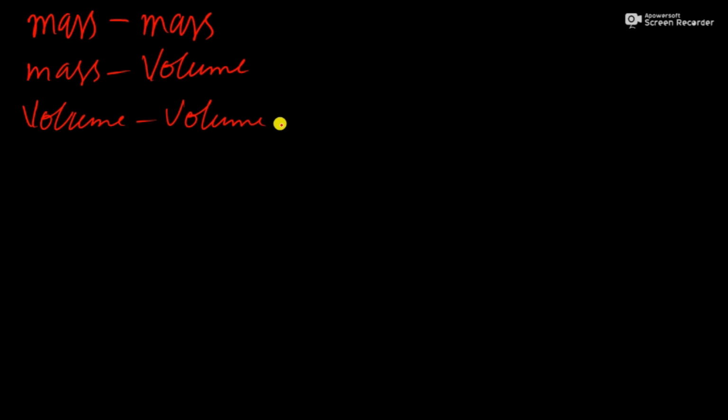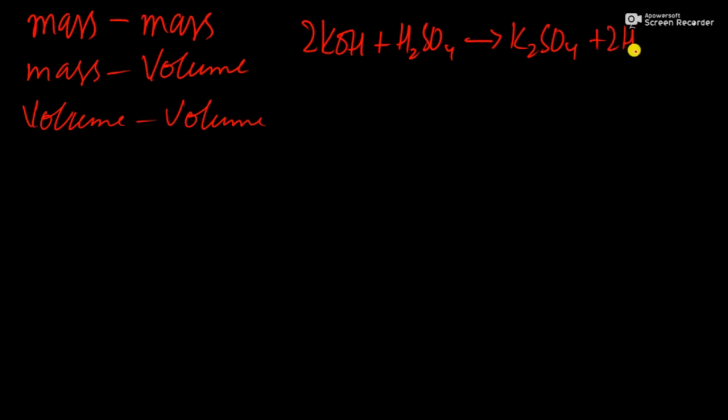Let's have an example of what I'm talking about. For example, an equation is given to you like this: 2KOH reacting with sulfuric acid, and in the product, potassium sulfate is formed with 2 moles of water. It is a balanced equation. For stoichiometry, you need a balanced equation. Without a balanced equation, you are not able to do relations.